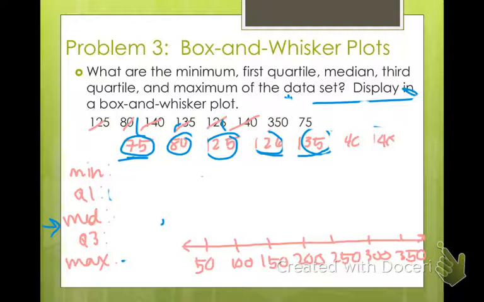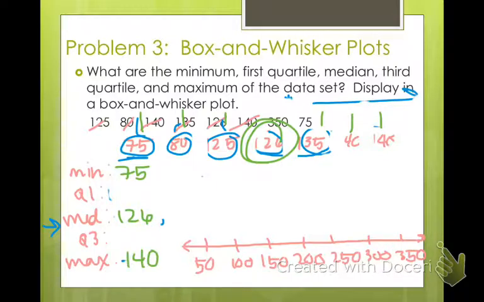Okay, so now I've only got 1, 2, 3, 4, 5, 6, 7 numbers that I'm going to use. So I'm going to cut it in half by taking off the outsides. Okay, that leaves me with a median of 126. My minimum stayed the same, 75. My maximum is now 140. And then since I used 126, I'm not going to use it again. So I'm going to divide the left side of the data in half. That gives me 80. I'm going to divide the right side in half.